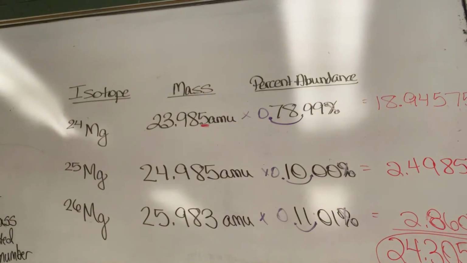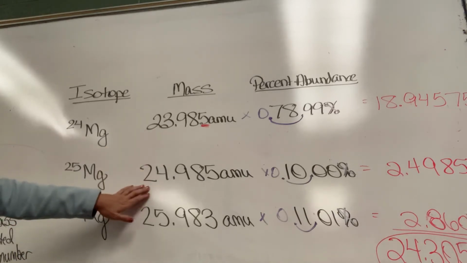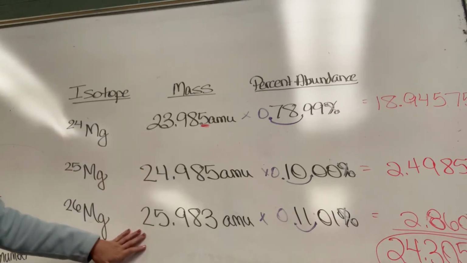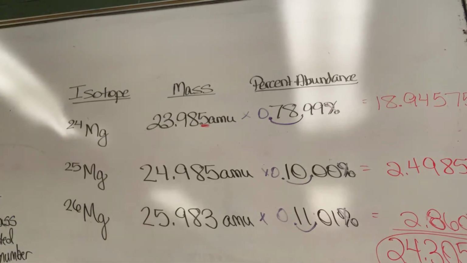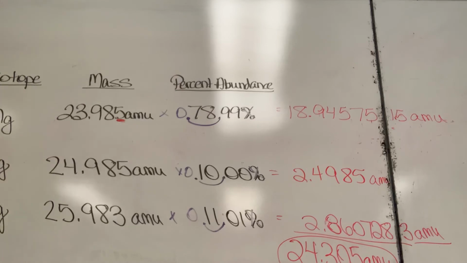So there aren't any atoms that weigh 24.305. There are atoms that weigh 23.985 and 24.985 and 25.983. But when you get an actual sample that has magnesium in it, like for instance Epsom salt is magnesium sulfate, all of the magnesium ions that are in that sample are either magnesium 24, 25, or 26.